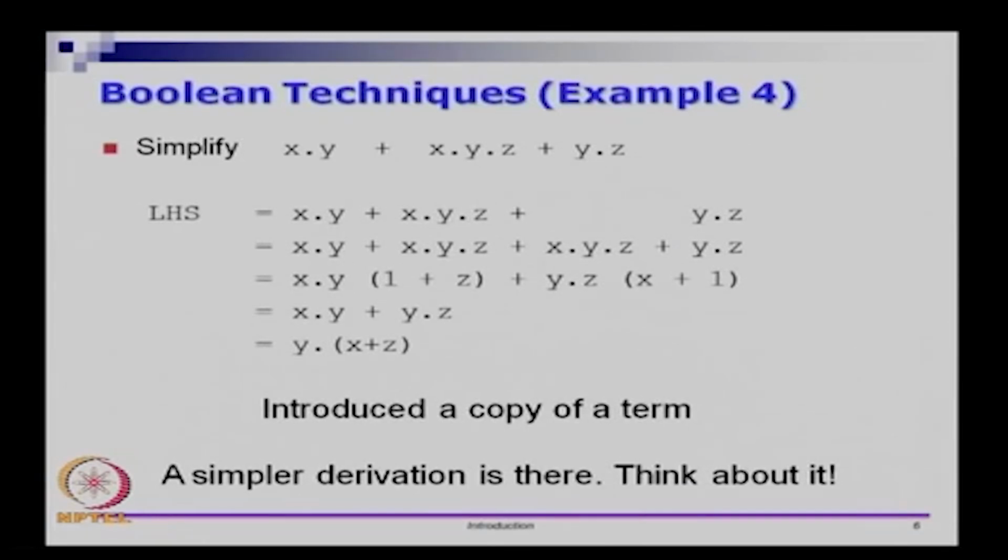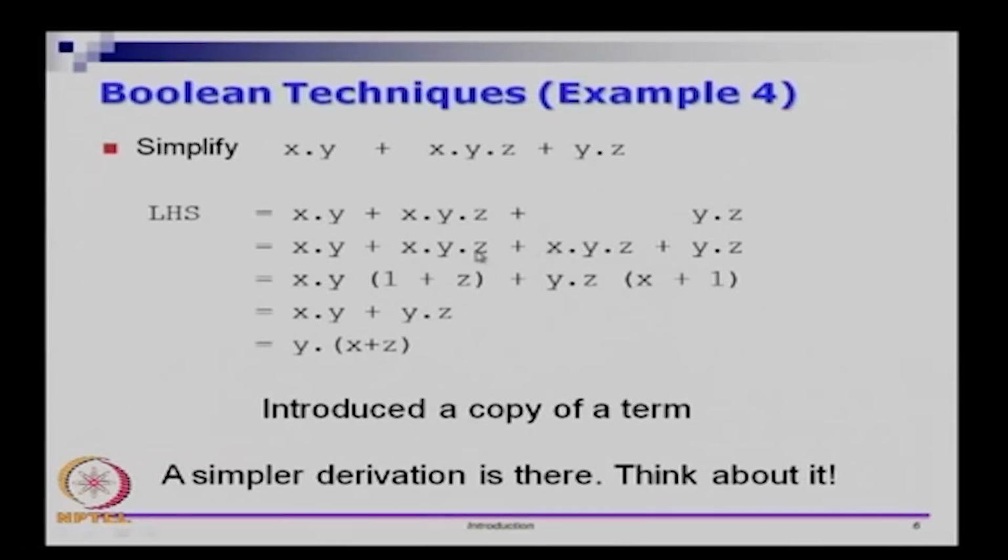Let's look at another proof. So we have x and y, or x and y and z, or y and z. So the LHS is this expression. This is another common trick that can come in very handy at times. So I am going to take this term here, x and y and z, and make a copy of that. Why can I do that?